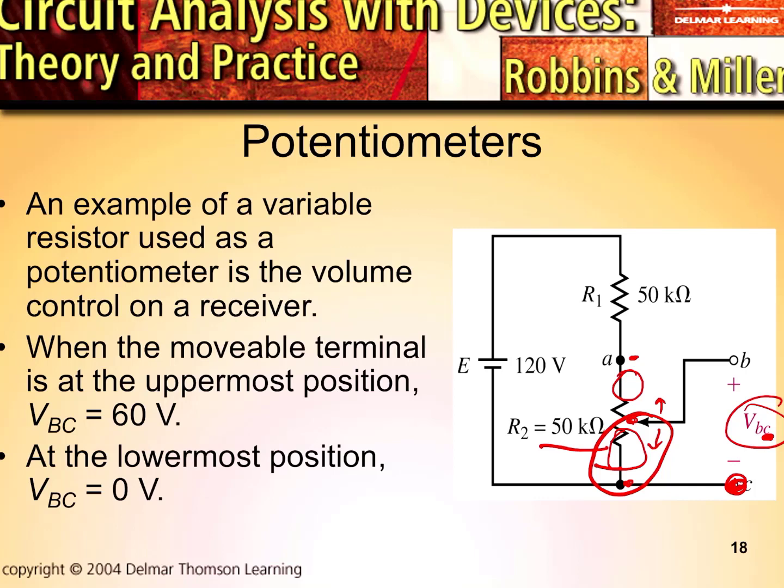Let's say it was 100%. If it was 100%, R2 would be 50 k ohms. That means you'd have 50 k ohms in series with 50 k ohms. It's a voltage divider. Each one would be dropping half of the voltage because it's equal resistance connected in series. And no doubt with this at 100%, you would have 60 volts here.